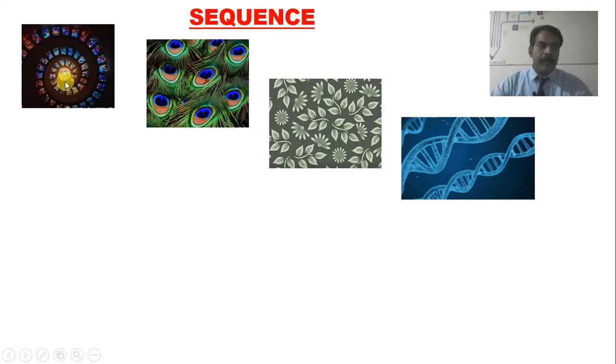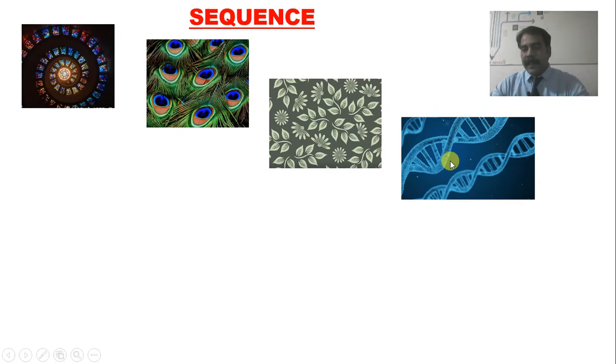Here we can see that the pattern is just like a spring design, or a winding or coiled design. In the second picture we can see that in the feather of the peacock, the colors are arranged in a specific order. They look so beautiful. In the third picture we can see that the flowers and the leaves are arranged in a special way. That is why they look very nice.